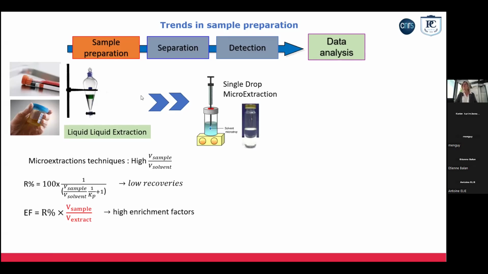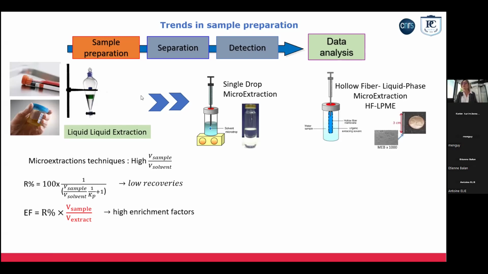It can be single drop microextraction. You just need a drop of organic solvent that you put in your sample, and then you extract your analyte with this drop. Of course, it is not good for the recovery because of the ratio of organic solvent compared to water, but it is quite good for enrichment. We don't work on this method. We prefer to work on the other method, hollow fiber liquid phase microextraction. It consists in taking a very small fiber of polypropylene that is filled with the organic solvent, and we put this fiber into the sample.